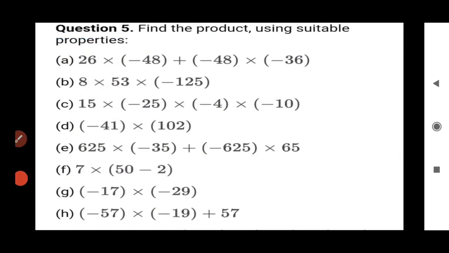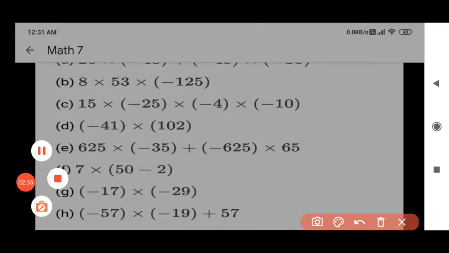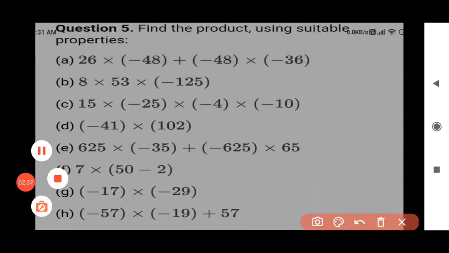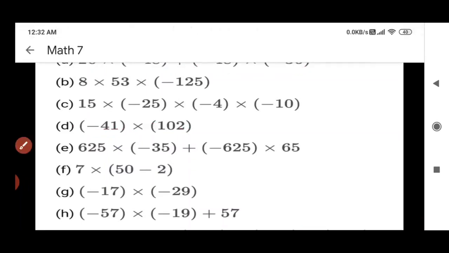Question number 5. Find the product. Use a suitable property. We already solved questions A and D. The remaining ones, B, C, E, F, G, H, use a suitable property and find the value.